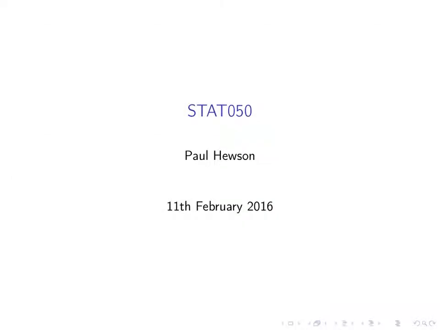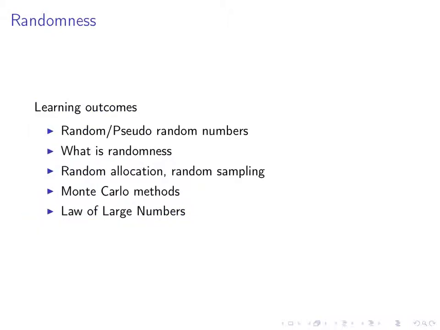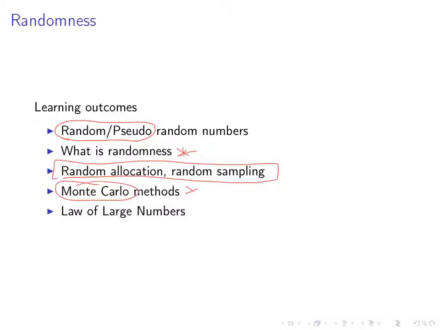So this is a very brief recap of the morning lecture, and the idea was really to introduce the idea of random numbers and look at some uses of numbers. So the key learning outcomes are knowing the difference between a random number and a pseudo-random number, to talk a little bit about randomness. We're going to finish with a big point about the importance of random allocation and random sampling, and somewhere along the way we're going to pick out the idea of Monte Carlo methods and very briefly mention the law of large numbers.